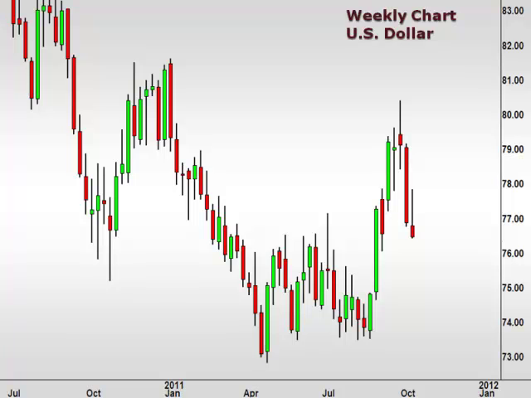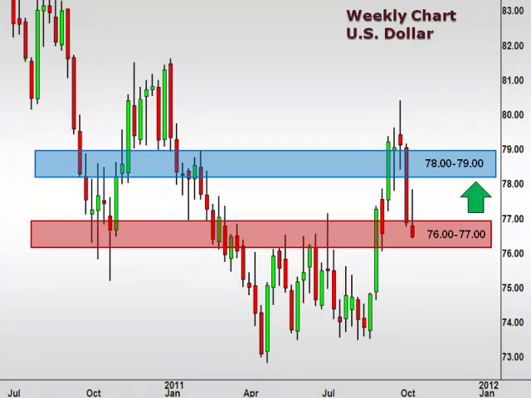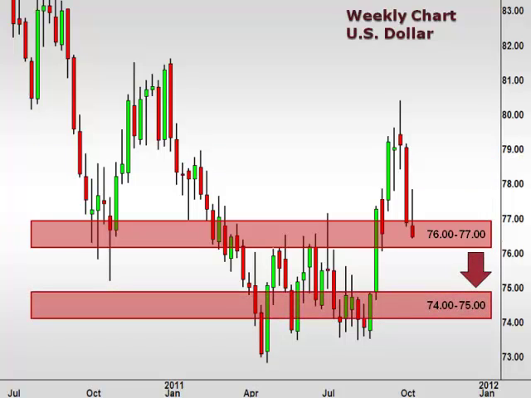Let's take a look at a weekly chart of the US dollar index. This is a great way to gain perspective as to how the US dollar has been trading against a basket of currencies. We can see here that the dollar index bounced to test 78 before selling off back down into our 76.77 support level. With the 76.77 level acting as a key support, we expect to bounce higher to test the 78.79 resistance level. A break below 76 opens the window for a continuation lower.